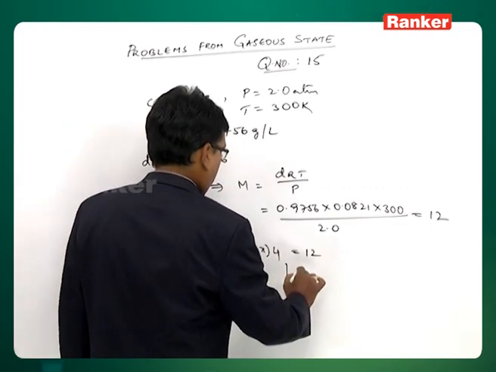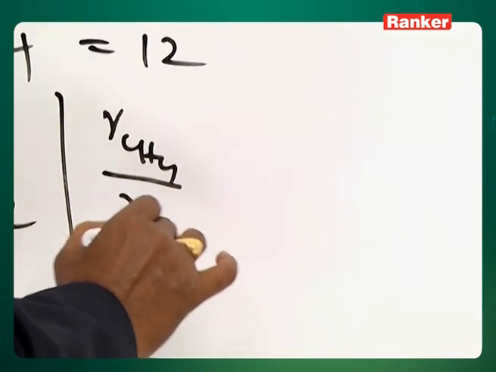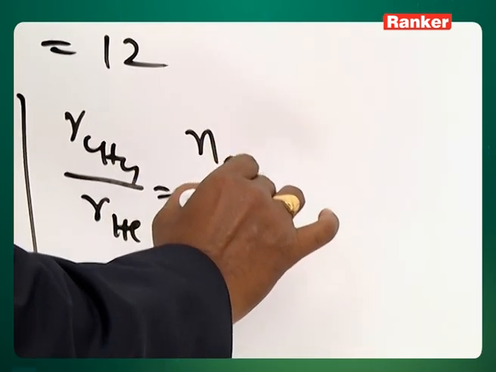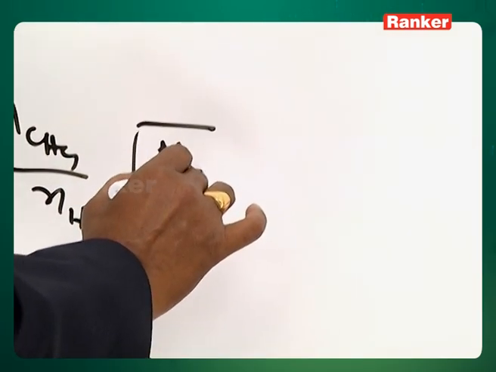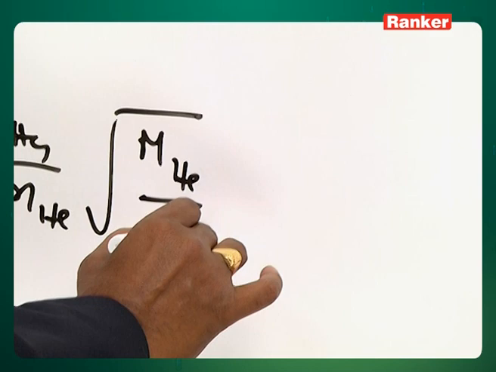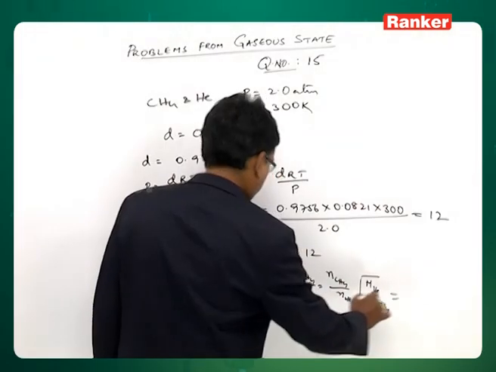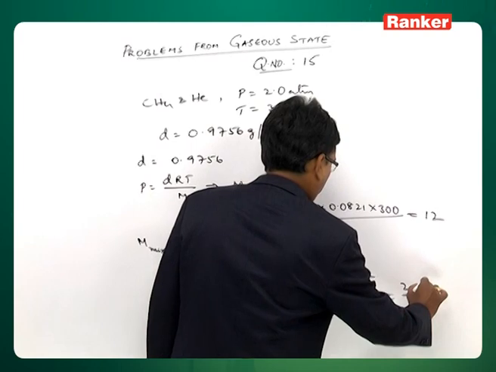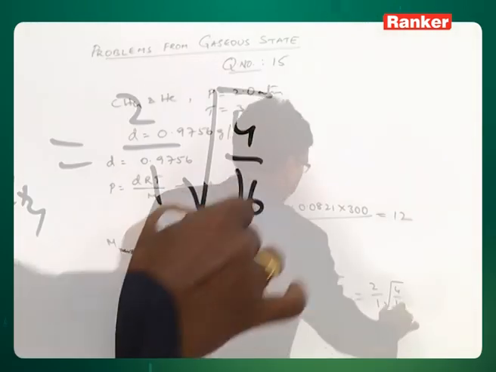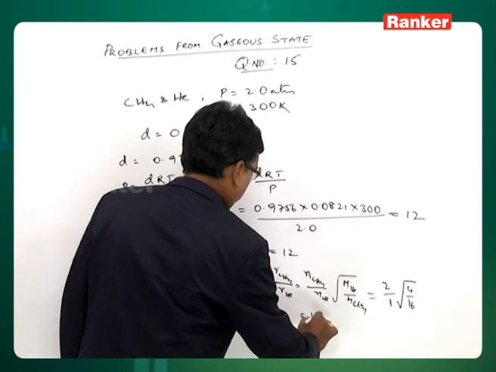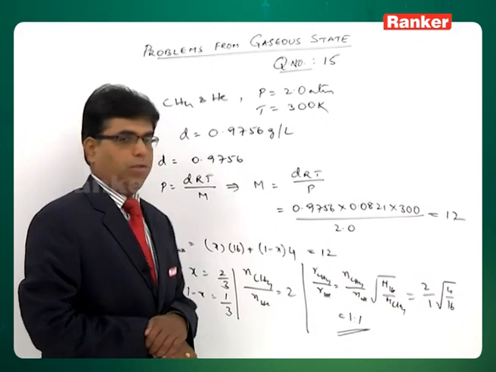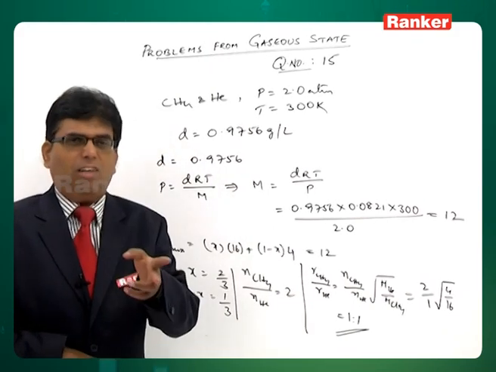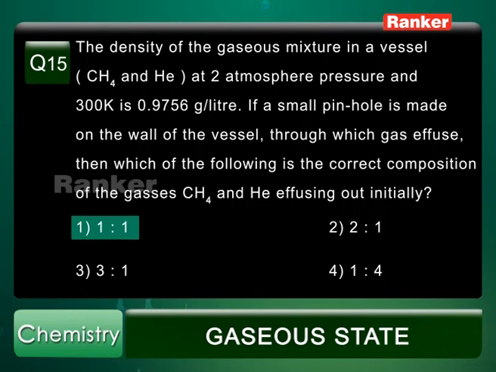From this, R methane by R helium is equal to N methane by N helium into root over molecular weight of helium by molecular weight of methane. This is equal to 2 by 1 into root over 4 by 16, which is equal to 1:1. So, the ratio of the rate of diffusion of methane to helium from the mixture, the initial ratio, is 1:1. So, the correct answer is option 1.